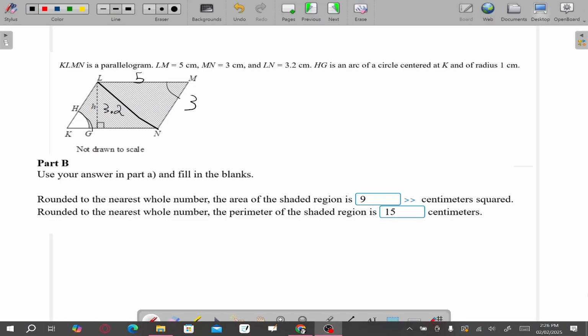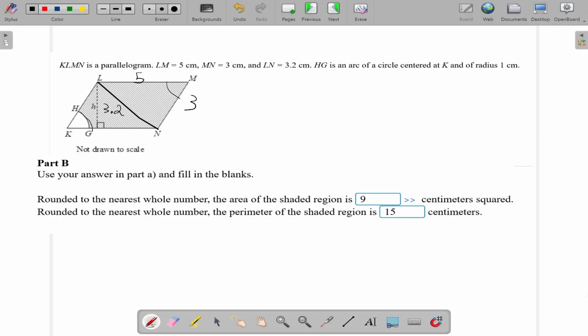Okay, so part B. Use your answer in part A and fill in the blanks. Rounded to the nearest whole number, the area of the shaded region is. Okay, we know that this one was 38, so this one is 38. Now, the area of the shaded region is going to be the area of the parallelogram minus the area of the sector.